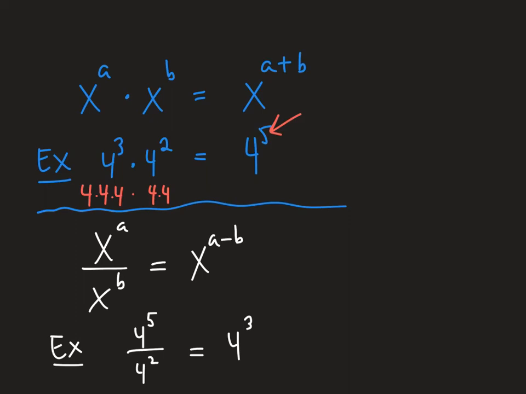So if you ever get stuck and some of these rules get confusing and they kind of get mixed up sometimes, especially when we add a couple more, just go back to basics and think about what the expanded form means, so you can see why we added exponents here. Okay, so hopefully that helps, and we will get into more later.